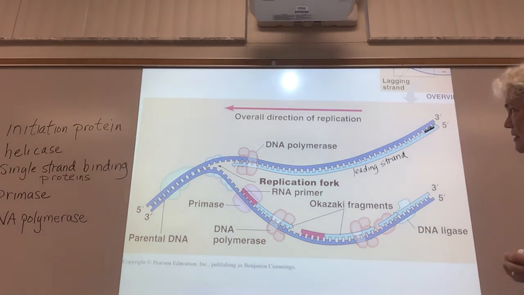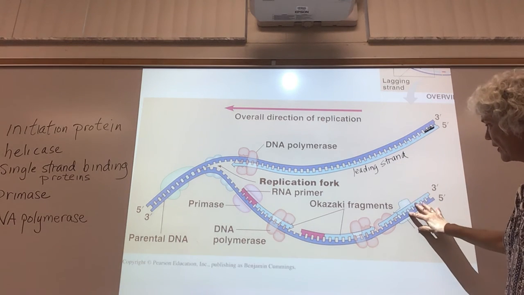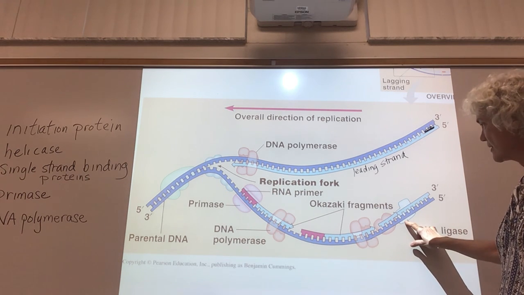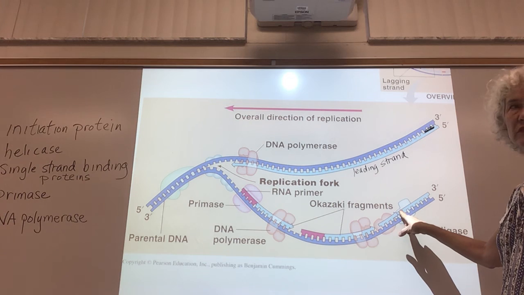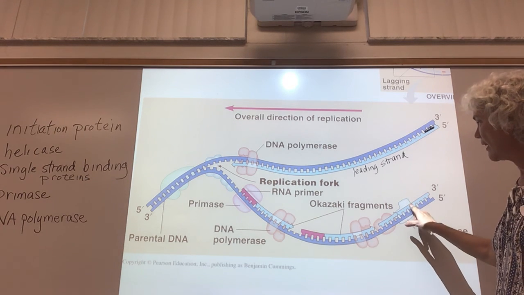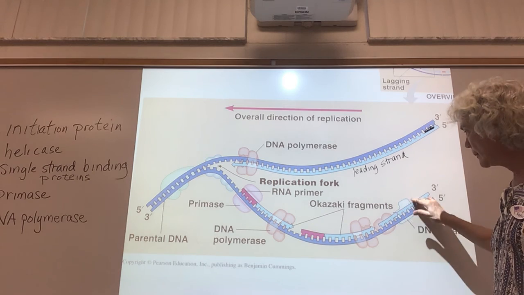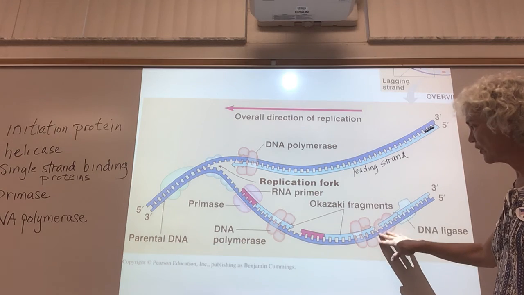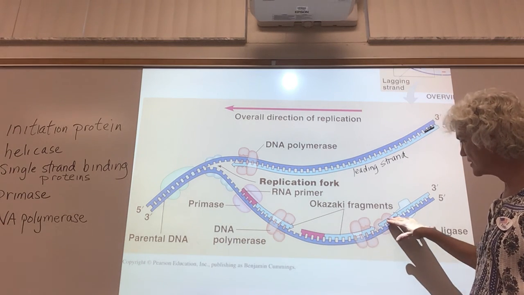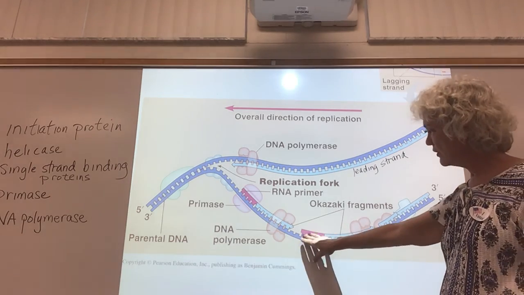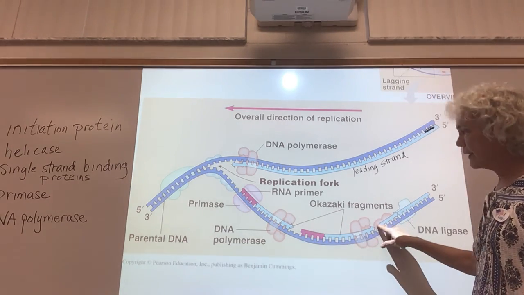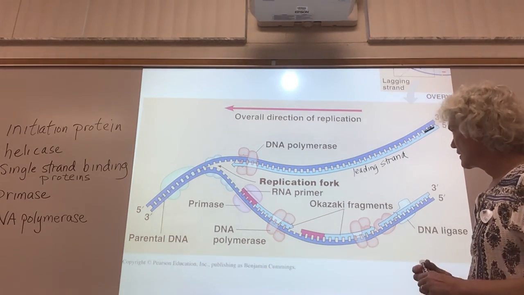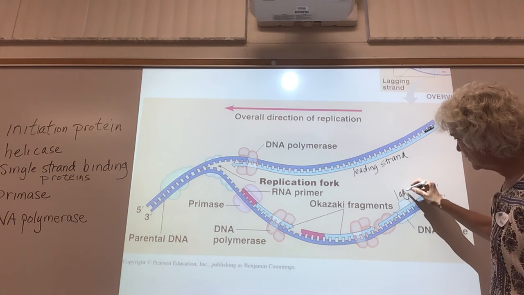Now the problem is that as I start copying, what was happening down here, because this is the 5-3 direction on the original strands, I cannot copy that direction. So what has to happen is that I have to lay down a primer and copy back. And then I'm going to lay down a primer and copy back. They kind of already took out the primers here because the DNA polymerase is replacing them. Right here is showing a primer, copying back, primer, copying back. These are called Okazaki fragments, and this is called the lagging strand.